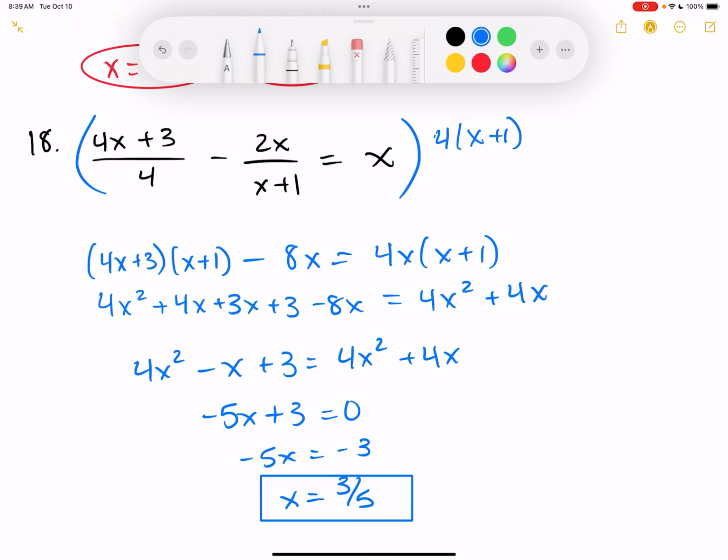So a lot of work, but a lot easier than dealing with fractions the whole way down. However, if you really like fractions and you want to do the fraction method, you're more than welcome to do that, but I think this is easier, so this is how I'm going to teach it.